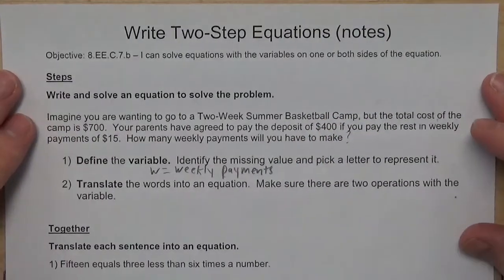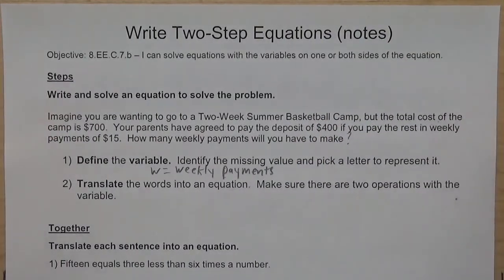Then step number 2 is just for us to translate these words into an equation. And since we're writing two-step equations, you want to make sure that there are two operations with the variable. That's going to be one thing we want to look for. There's not a great way to say you do it this way every time with these because each situation could be a little bit different. So you really just have to read and understand the situation and think about what operations you'll have to do for that. So a couple different ways to write this would be correct.